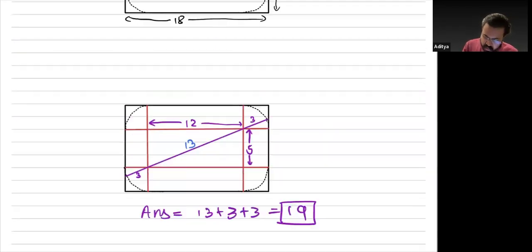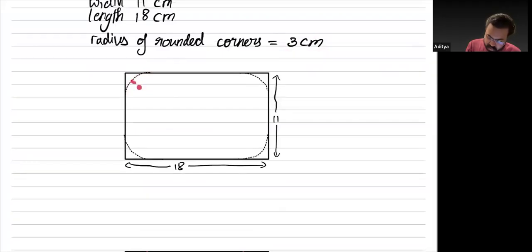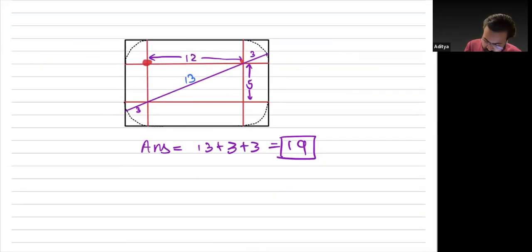Okay, what I'm basically doing is we want to find the length of the largest stick that can be placed flat inside a box with the following dimensions. Its width is 11, its length is 18, and the radius of this rounded corner is 3 centimeters. So you can see that 3 centimeters inside is the center of this rounded corner. That's what we are using. These points are very, very important. This point is equidistant from all the points on this edge. Now what I'm trying to do is joining the middle diagonal to the radial segments outside, and I say that 19 is the answer.